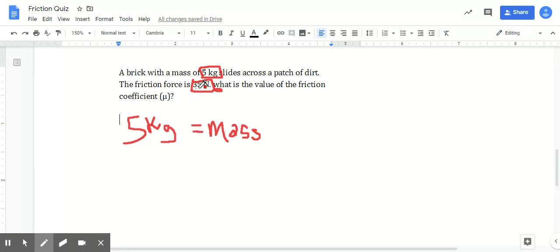Okay, next is 35 newtons. So I'll write that, and you might think, okay, I remember talking about newtons, but what kind of information is that? Well, it says the friction force. So we know that's a big F. So force of friction equals 35 newtons.